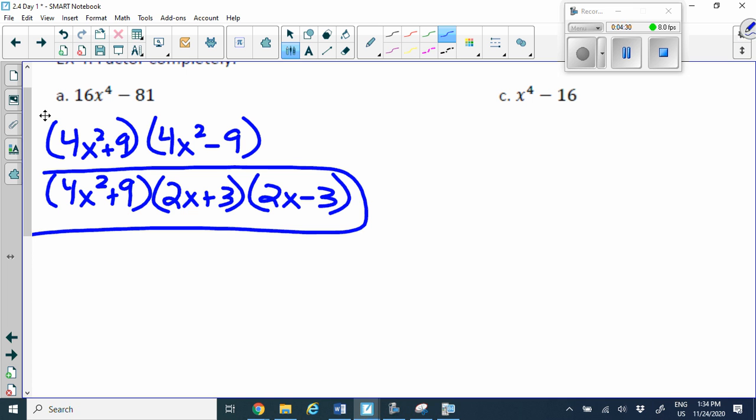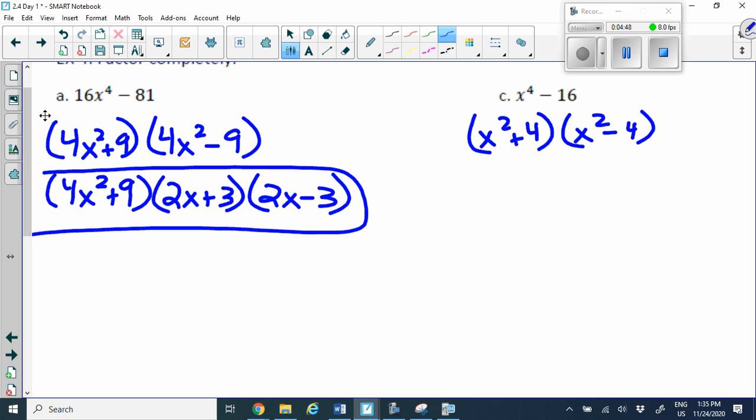So x to the 4th minus 16. So we have this. We know we're going to treat it similar to a difference of squares. We're going to do our two sets of parentheses. Okay, so we know the a value is 1. So we're going to have x squared and x squared. Square root of 16 is 4. I'll have a plus and minus.